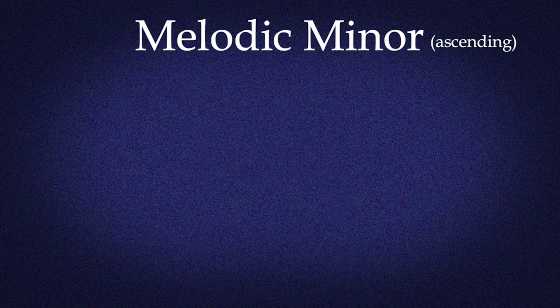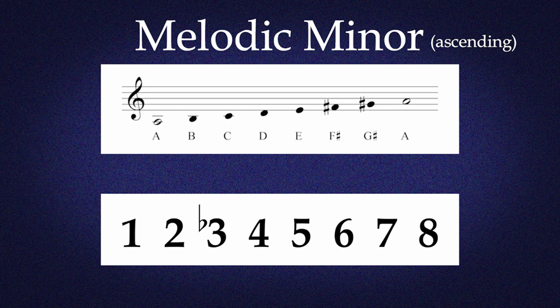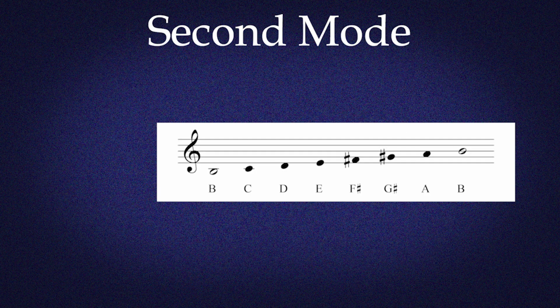Now let's look at the melodic minor scale. Again, we'll use the key of A minor. The A melodic minor scale is A, B, C, D, E, F sharp, G sharp, and A. The second mode of this scale would be B, C, D, E, F sharp, G sharp, A, and B.